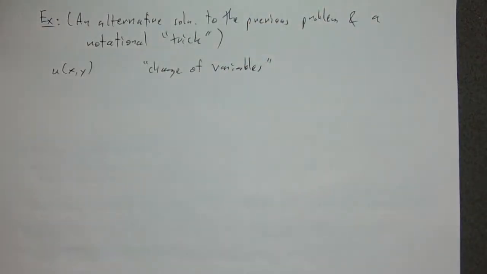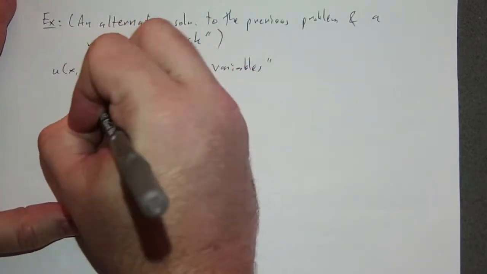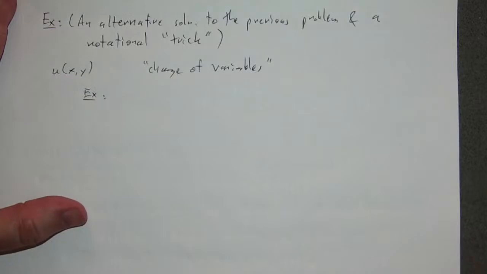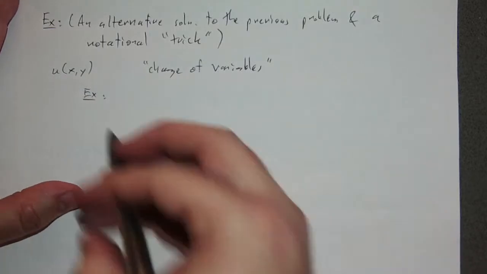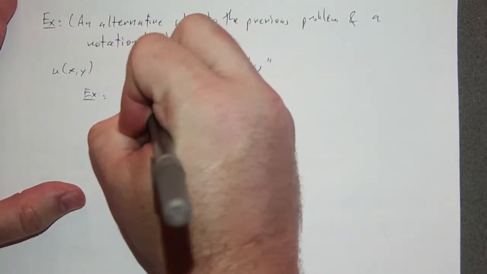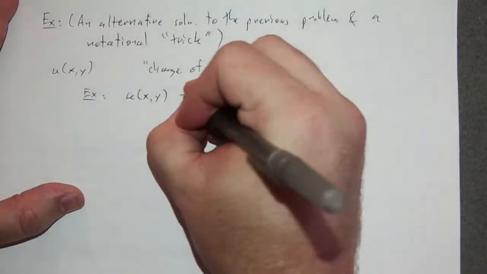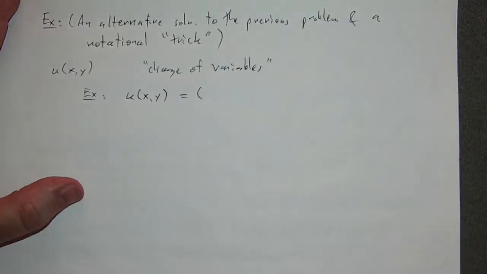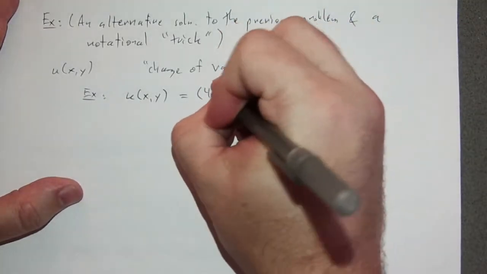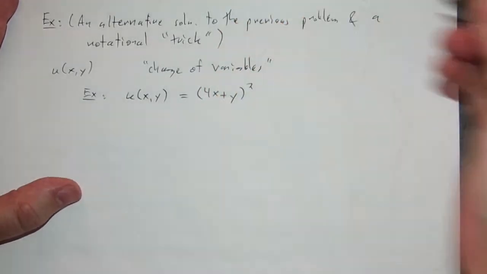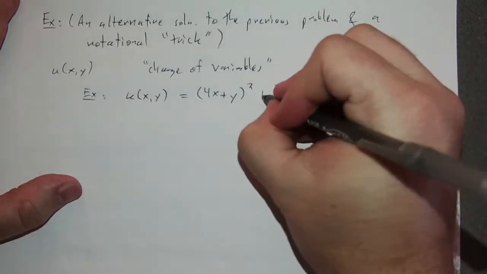So just as an example, right? So here, yes, this is a sub-example. This is an example in an example. I can't help it. So here's u of x, y. We'll say that u of x, y is something that looks like this. We'll say it's (4x + y)² + (x − y)².